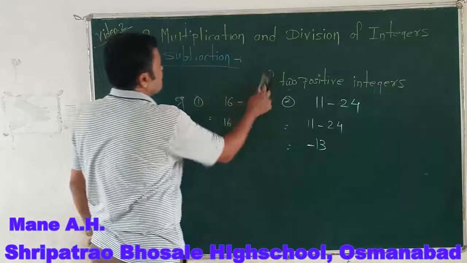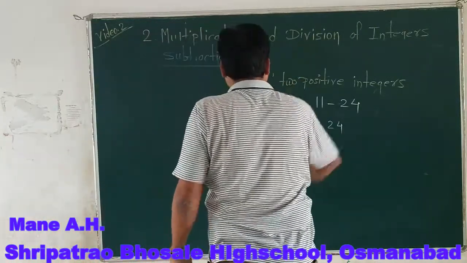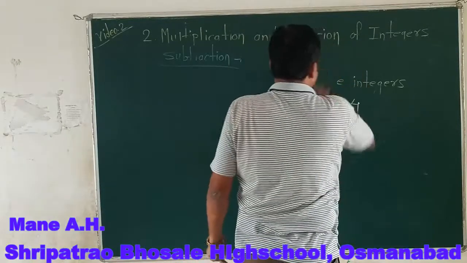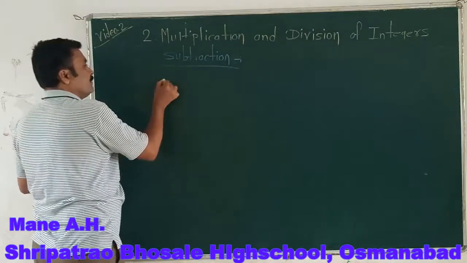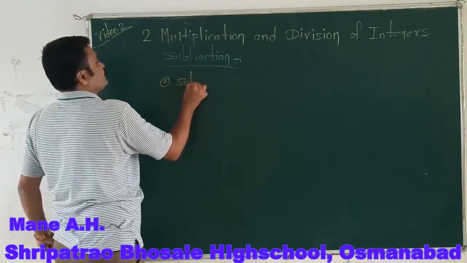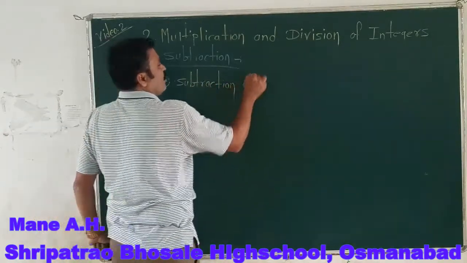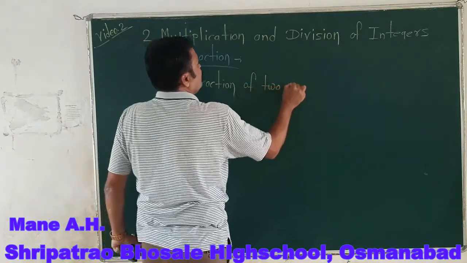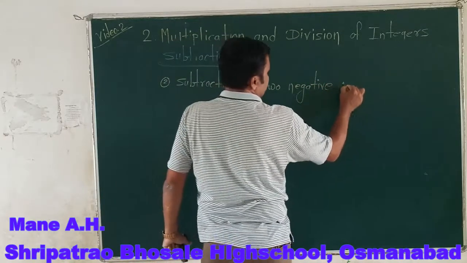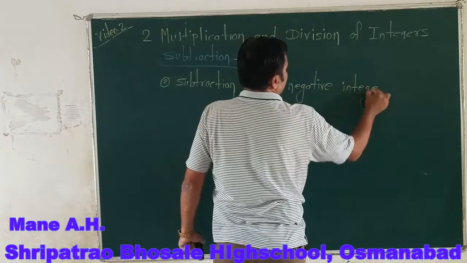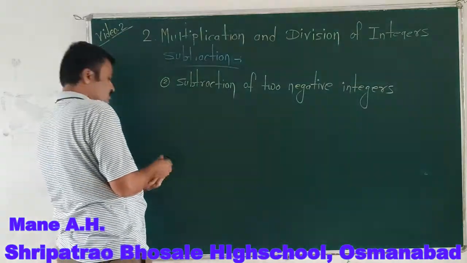Thereafter, we want to check out the second condition for the subtraction. Now, in the second condition, the sign change is somewhat important here. So here, second condition: subtraction of two negative integers. As with two positive integers, we also continue the subtraction of two negative integers here.